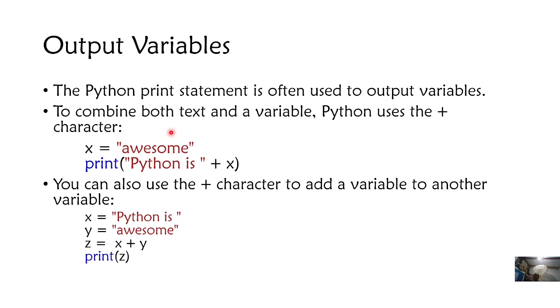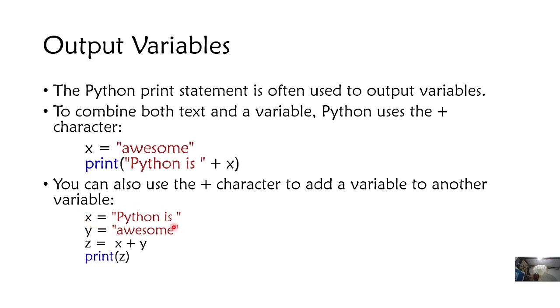But if this one was a number and you concatenate with a number, it will give you an error. You can also use the plus character to add a variable to another variable. So you can add a variable to another variable, just as it appears here. We're saying Python is awesome. So we're simply picking these two variables.